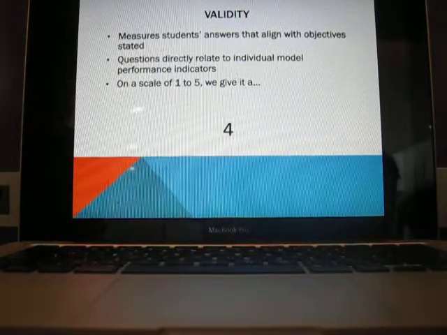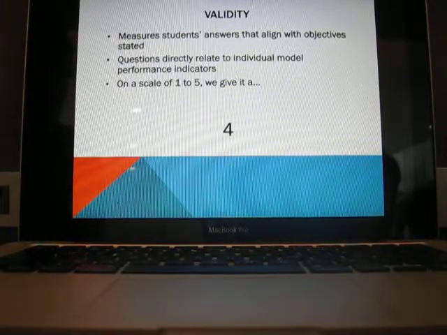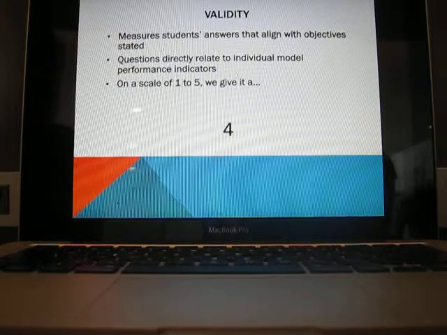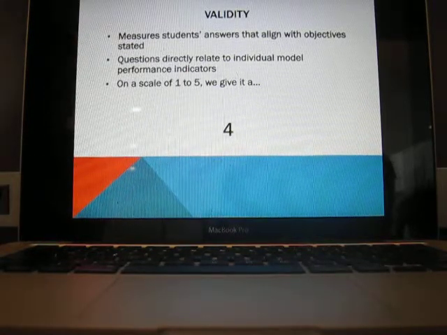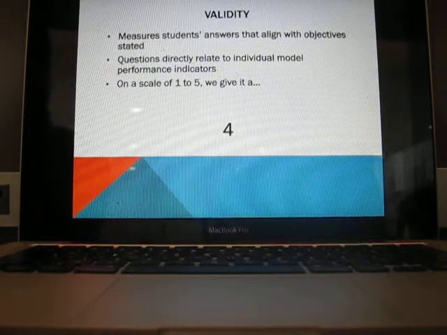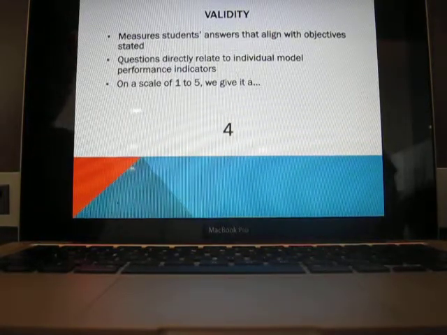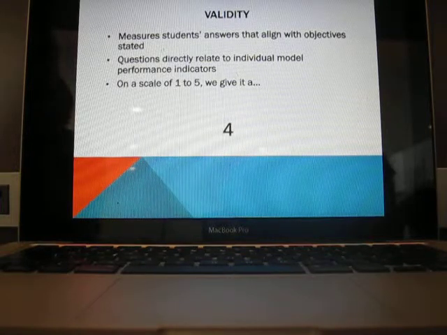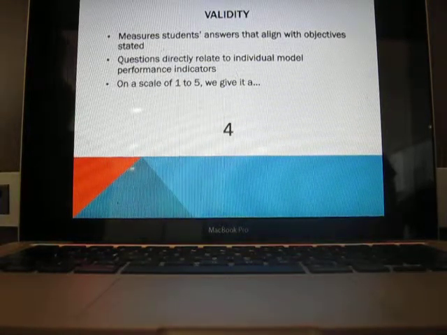For validity, we said the questions do measure what it's supposed to measure because each question is tied to a specific objective, so very high validity. And we would give it a 4 just because we're hesitant to give a 5 because that means it's perfect, and we don't know if it would necessarily be perfect, but it's good.